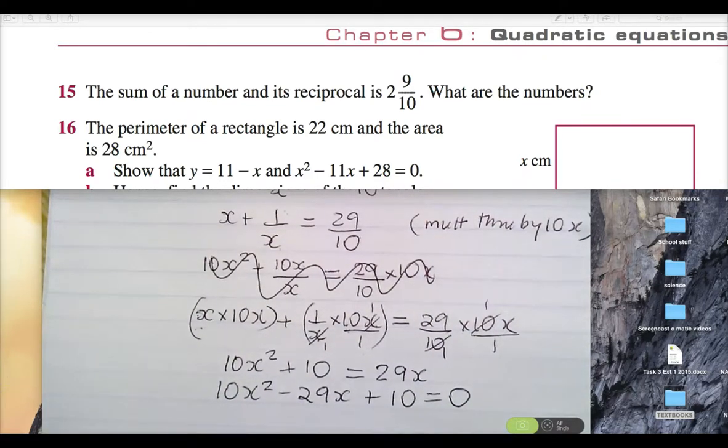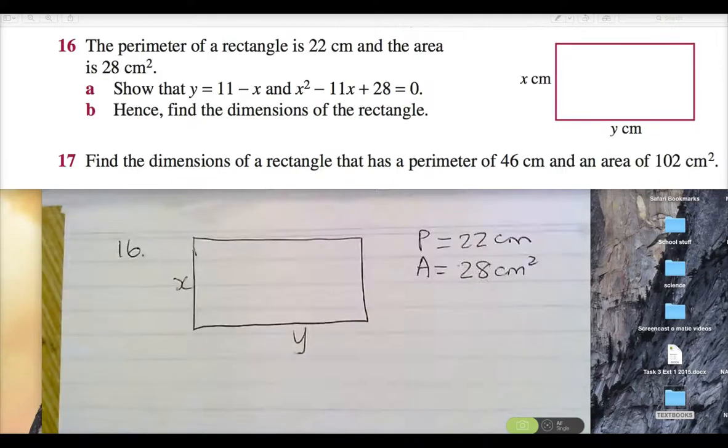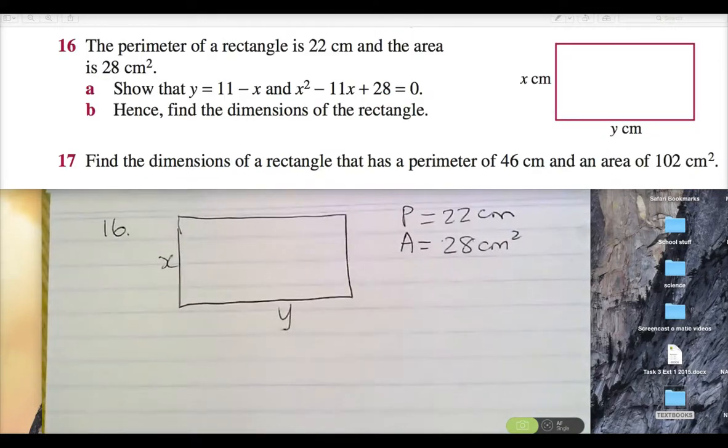Girls, looking at question 16, question 17 will be done the same way. So if I do 16, you'll be able to do 17, but you'll need to draw a diagram. It says the perimeter of that rectangle there is 22 centimetres and the area is 28 centimetres squared. You have to show that y equals 11 minus x and that x squared minus 11x plus 28 is 0. How do you do it?